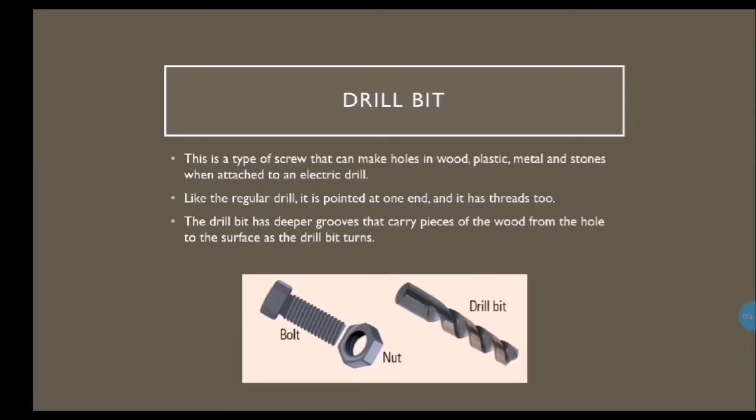Now, drill bit. This is a type of screw that can make holes in wood, plastic, metal, and stones when attached to an electric drill. Like the regular screw, it is pointed at one end and it has threads too. The drill bit has deeper grooves that carry pieces of the wood from the hole to the surface as the drill bit turns.